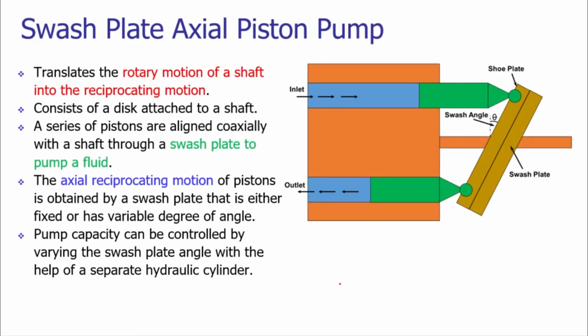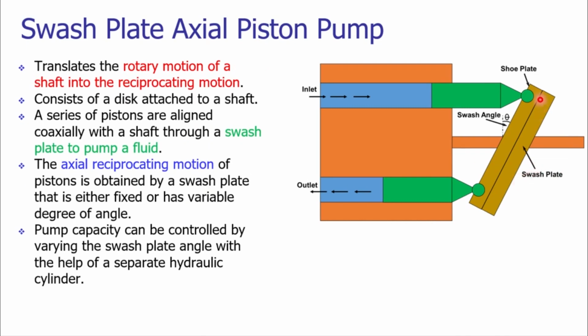A simplified version is the swash plate axial piston pump. Here a swash plate is used. Instead of having the bent axis, we are using a plate. The plate is inclined. The plate is not parallel to the surface of the cylinder block. It is inclined to the face of the block. So this is the face of the block, and the swash plate is making angle theta.